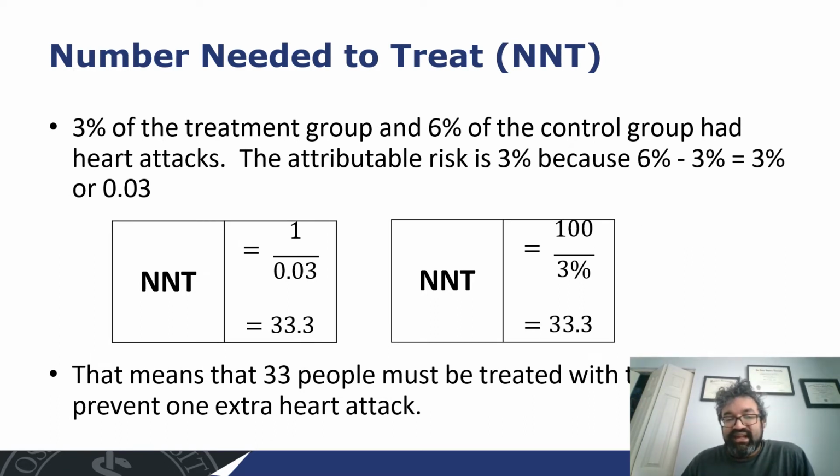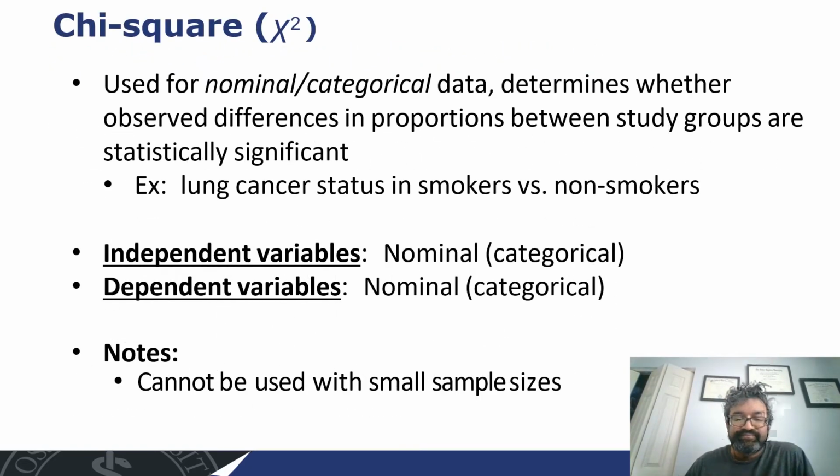So this is an example of number needed to treat. 1 divided by 0.03 is 33.3. So that means that in order to save 1 extra heart attack, 33 people must be treated. And so you can actually also determine number needed to treat in different places, in different ways as well.